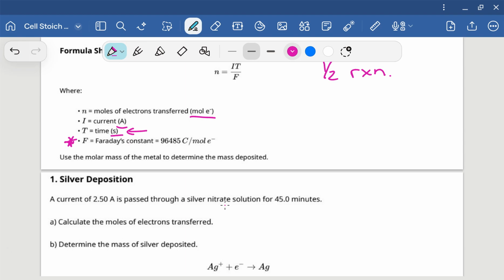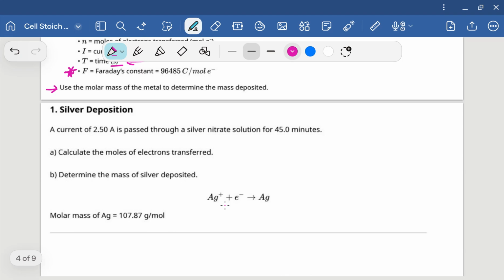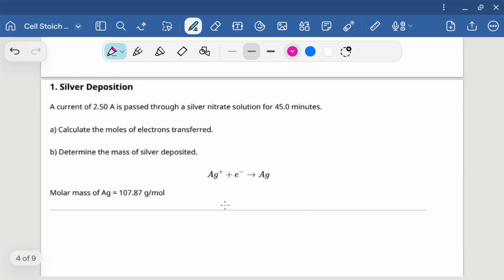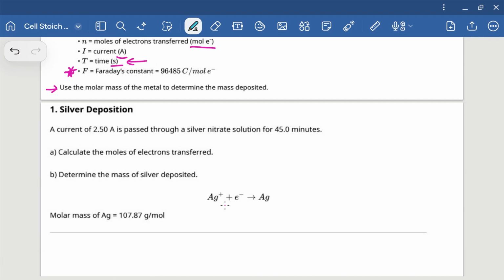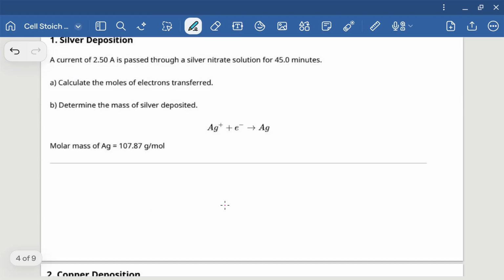And every now and then we'll use molar mass to figure out mass deposited or mass removed. So this first one, going right into a question: we have a current of 2.50 amps passed through silver nitrate solution for 45 minutes. We want to calculate the moles of electrons transferred. When we're looking at silver nitrate, it would only be silver that would deposit as a metal. The nitrate would not make a metal. So we just need the half reaction for silver, and that's what we are seeing right here.